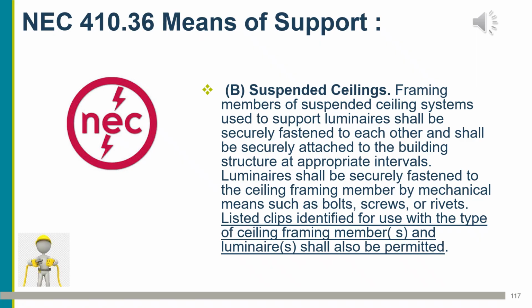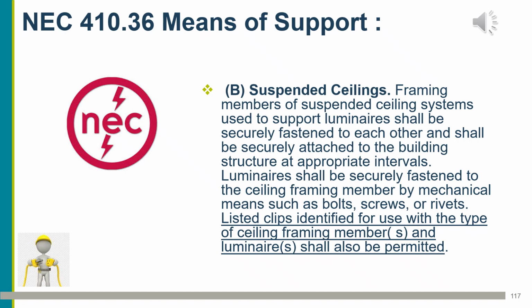So let's look at the National Electric Code. NEC 410.36, means of support. If we get to the last part, we're going to see that listed clips identified for use with the type of ceiling framing members and luminaires are permitted. The luminaire shall be securely fastened to the ceiling framing member by mechanical means such as bolts, screws, or rivets. That little clip that pops out, that's for aligning the fixture in the grid. That is not the approved UL screw, bolt, or rivet.